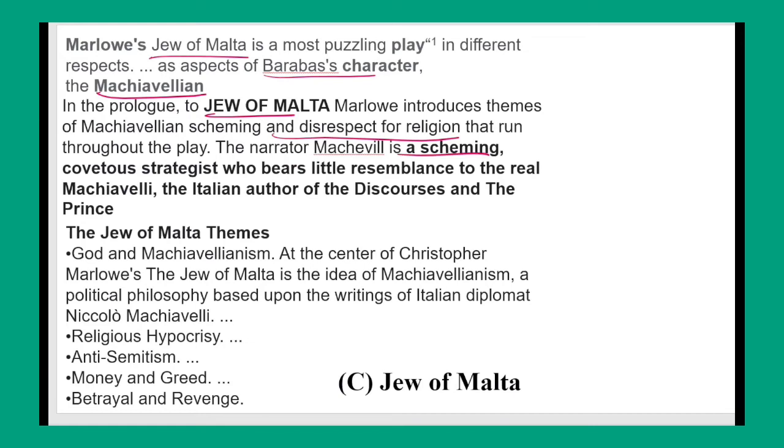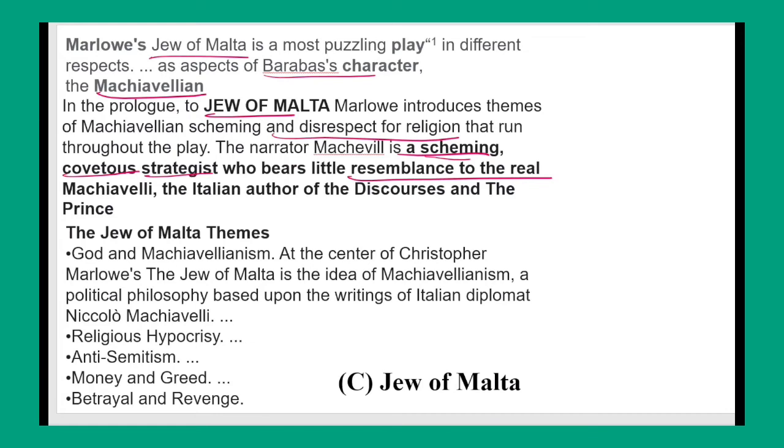Scheming means always making a plan and plotting, and covetous means one who always desires, who is hungry for wealth or something, and who always makes strategies. So it bears a little resemblance to the real Machiavellian.